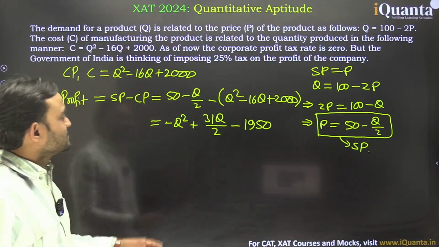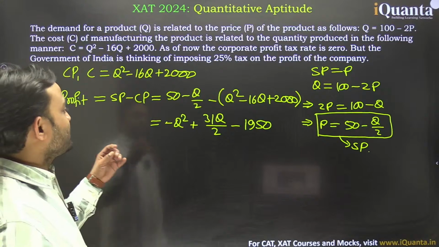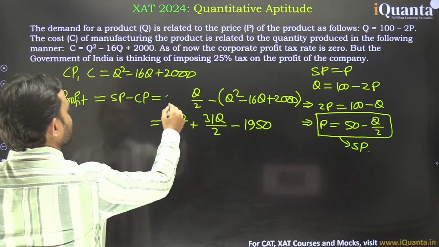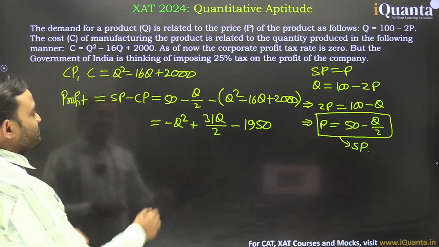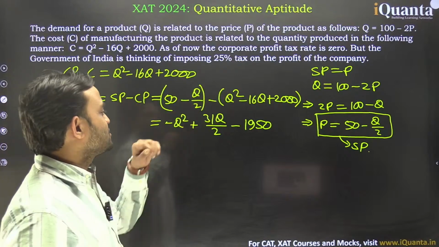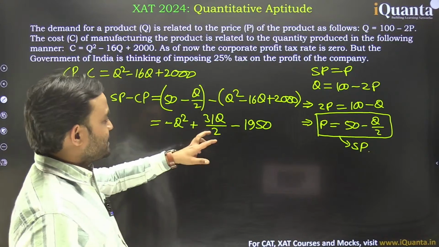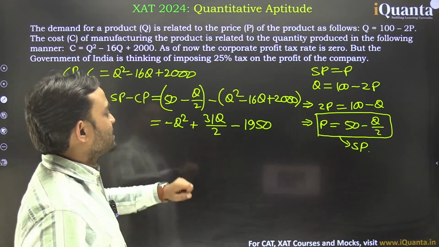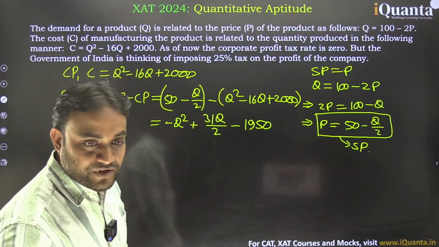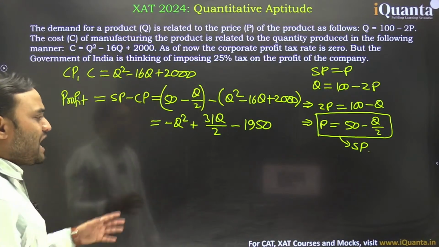Is that correct? The calculation, is this correct guys? Just confirm it once. That selling price minus cost price is this one. This will become minus Q square. So this is half, this is 16, so 15.5, which is 31Q by 2 minus 1950. Correct? Is that correct? Yes? Okay. So now we have this expression.